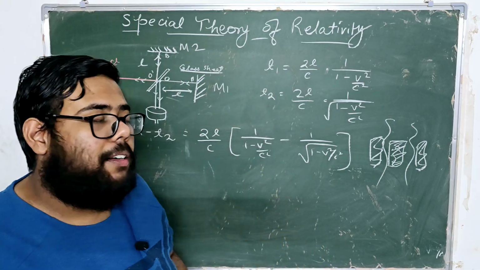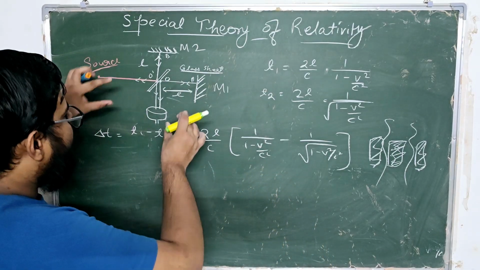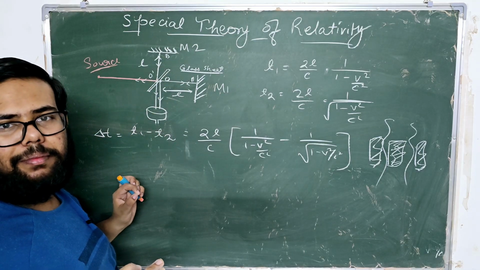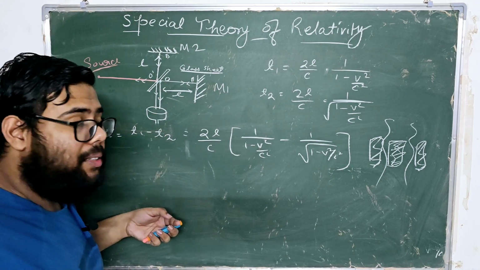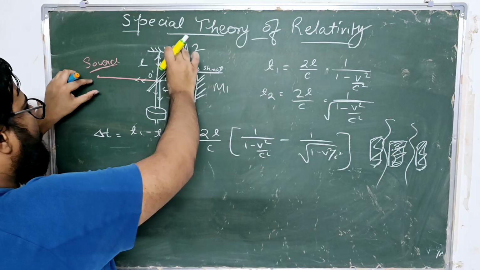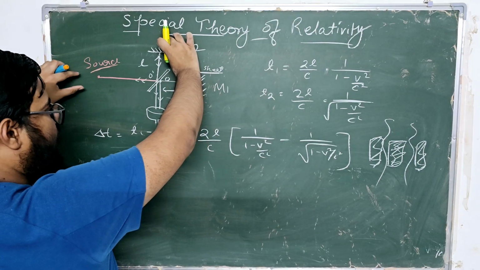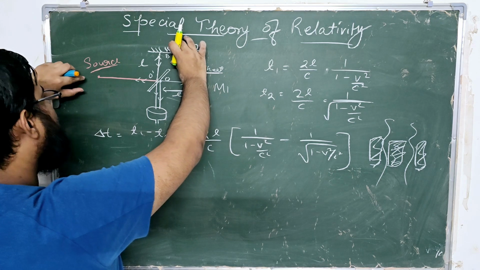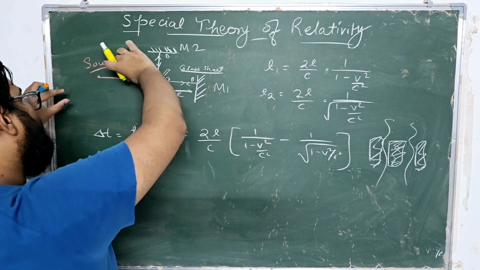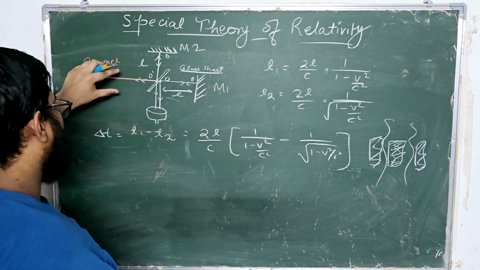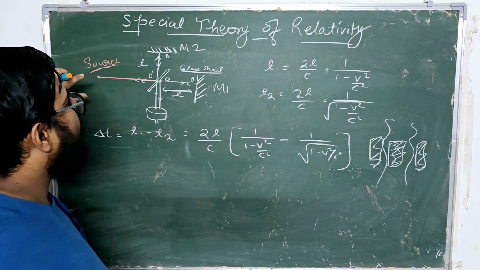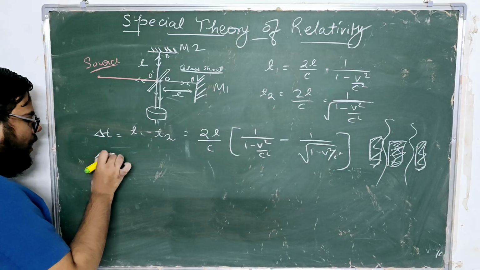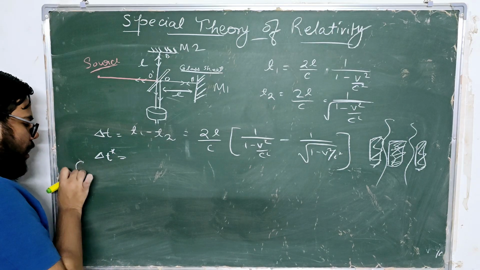Okay, so what Michelson and Morley did, they rotated this whole setup by 90 degrees. When they rotated it by 90 degrees, this M1 became perpendicular, and this M2 came in along the x-axis, right? So the whole story changed. Now what will the delta T star be when it is rotated by 90 degrees?